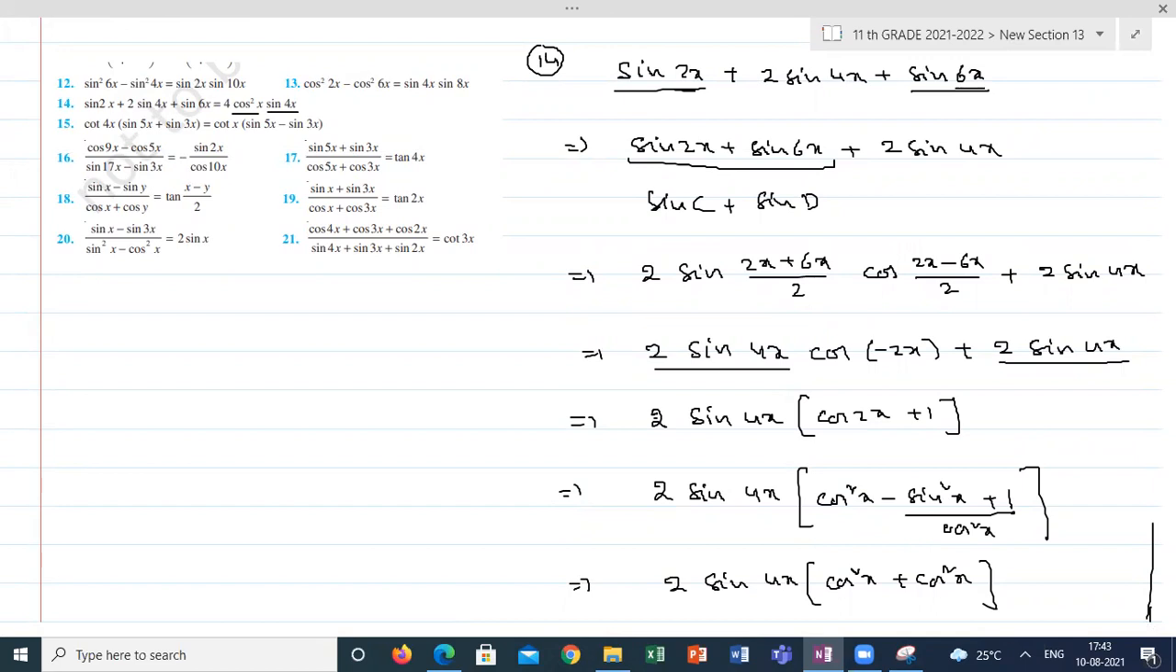1 minus sine square x. See, this is looking like minus sine square x plus 1. It can be rewritten as 1 minus sine square x. Okay, sir, got it. Or there is a straight formula.